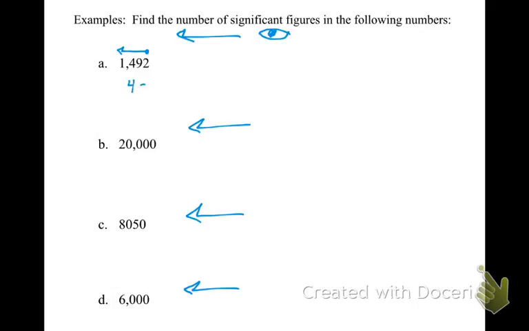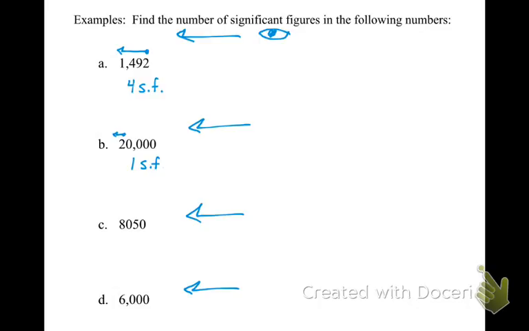And we've got 4 significant figures. Taking a look at the next number, we notice that the decimal is not present, so it is absent. Looking at the number, we're going to place our dinky little arrow over the 2. That's our first non-zero digit, so we only have 1 significant figure.